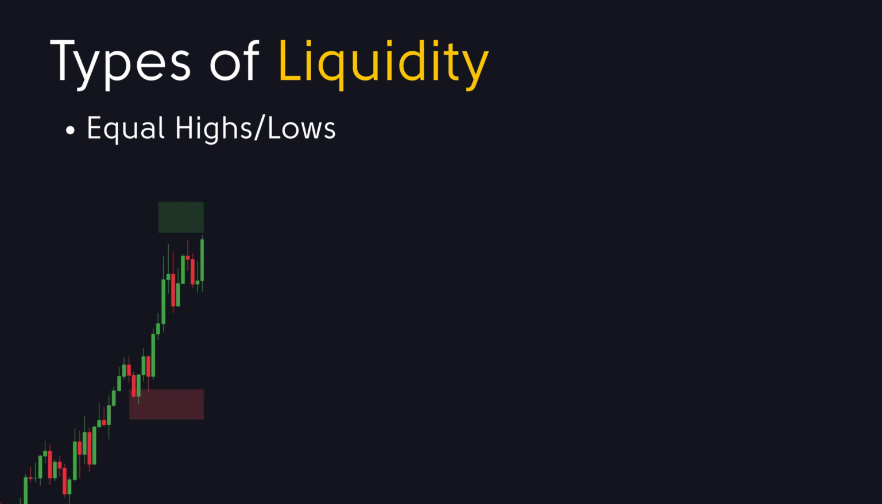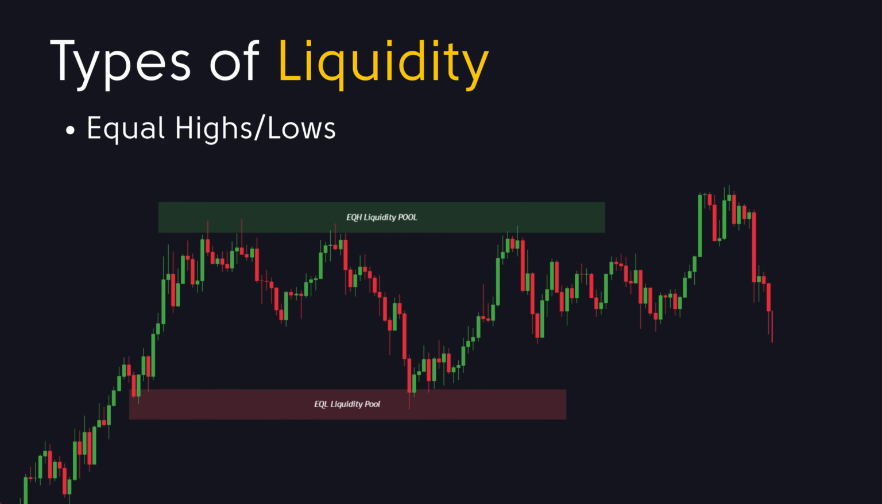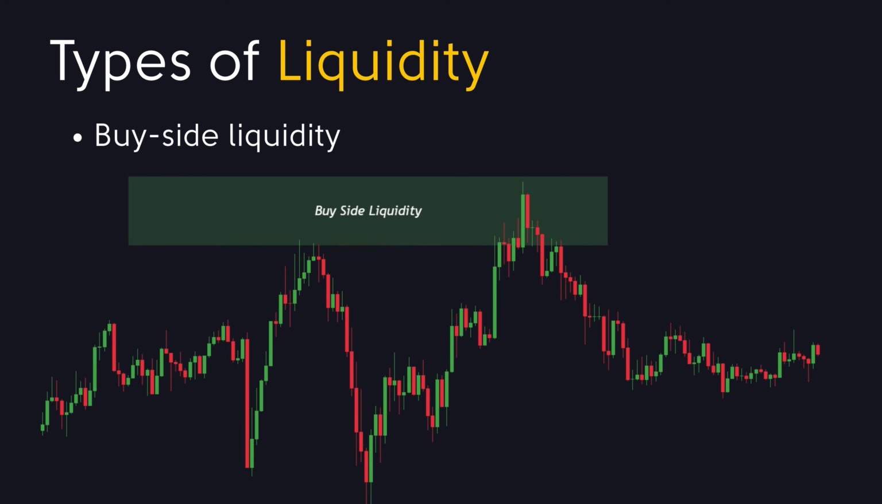Types of liquidity. The first type is equal highs and equal lows, the most common liquidity trap. When a market prints perfectly equal levels, it's not support or resistance. It's a liquidity pool waiting to be taken. Retail traders see these levels as strong zones, but institutions see them as clusters of stop losses just waiting to be swept. Then comes buy-side liquidity, the pool of stop losses sitting above previous highs.